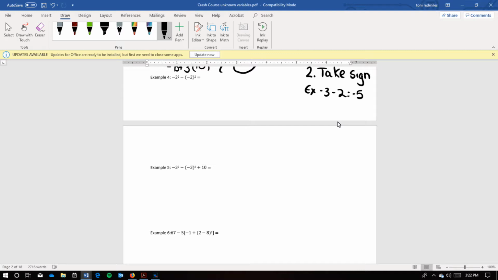Okay, so we have exponents this time. The exponent only applies to the thing to the left. So in that first number, -2 squared, it only applies to the 2, not the negative, because it only applies to the thing to the left. Only applied, I-E-D.